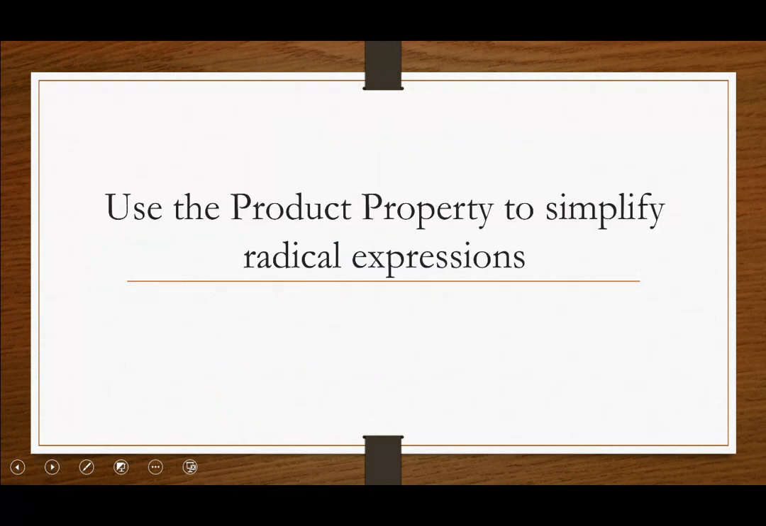The product property tells me how to factor in such a way that I identify two things: perfect nth factors and what I'm going to refer to as trash factors. Okay, so what is an nth factor?